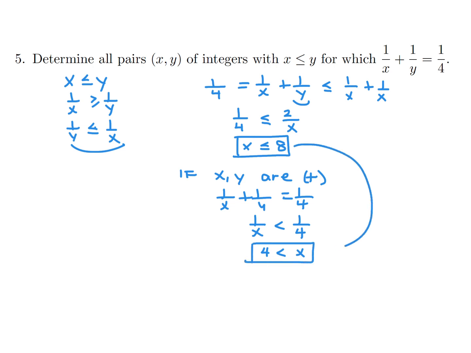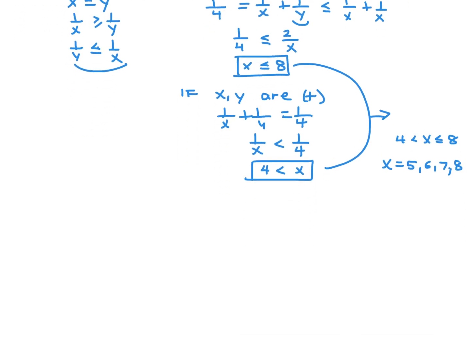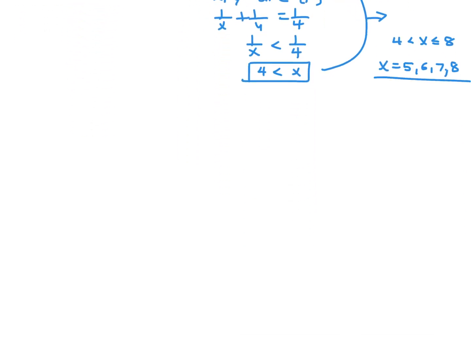Yeah. So there we go. When we combine these two, we would get that x is between 4 and 8. So that means x is either 5, 6, 7, or 8, because it's less than or equal to 8, but only greater than 4. Okay, so that's actually not so bad. We just have to test out those 4.